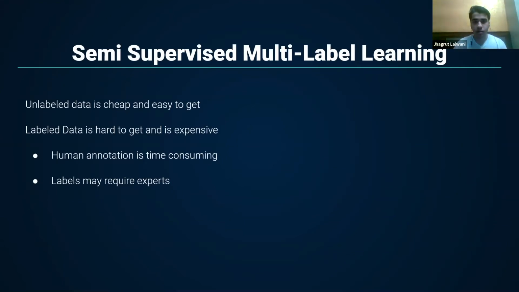Hi, this is Jagrut Lalwani here, third year electronics student from VGTI. As Joseph mentioned, we are going to use semi-supervised learning. Since we know that unlabeled data is cheap and easy to get, whereas labeled data is very hard to get and usually expensive, human annotation is very time consuming and labeling may require expert view. At this moment, a question may arise: why not employ supervised learning on the limited amount of labeled data which we have? But we cannot do that, as we may run into a problem.